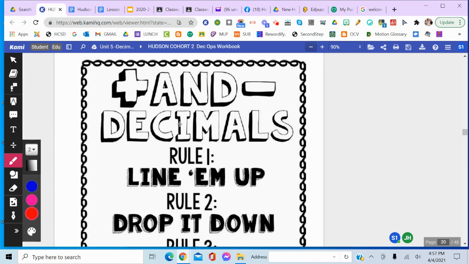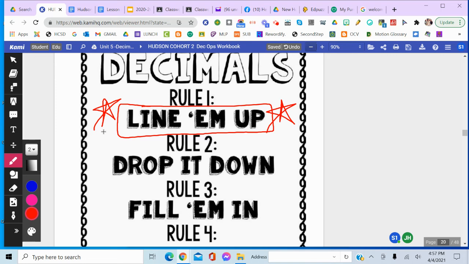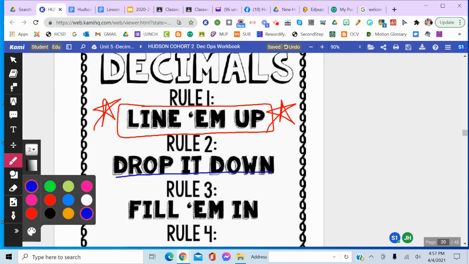So the first thing is to line them up. You've got to line up your decimal points. This is super important. If you do not line up your decimal points and your place values are not where they need to be, you are going to get the incorrect answer. Okay? Drop it down means that you're going to drop that decimal into your answer. You're just going to drop it straight on down because it is not going to move.